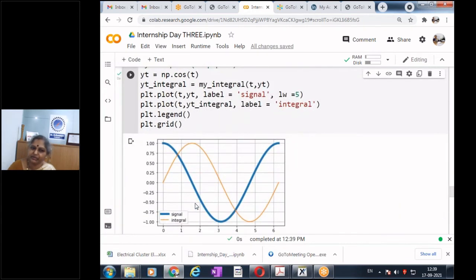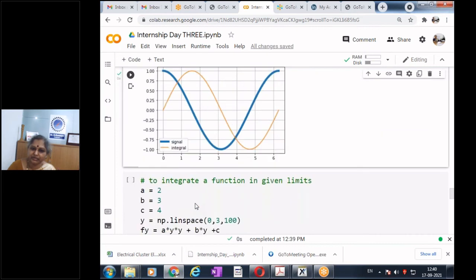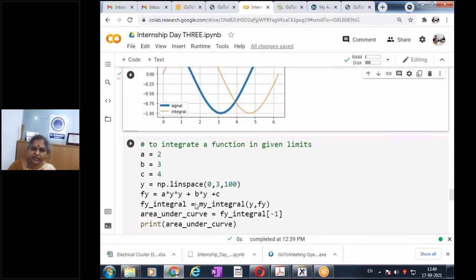Now you may wonder, why is it so important to do integration or differentiation? Because sine and cos you all know how to integrate. But now let us try. Please do this. I use the same function. See now what I'm having. I'm defining three constants a, b, and c, and my function is a y square plus b y plus c. So a y square plus b y plus c, and what is my integration? I'm doing my integration from 0 to 3. Please tell me what is the answer for this.